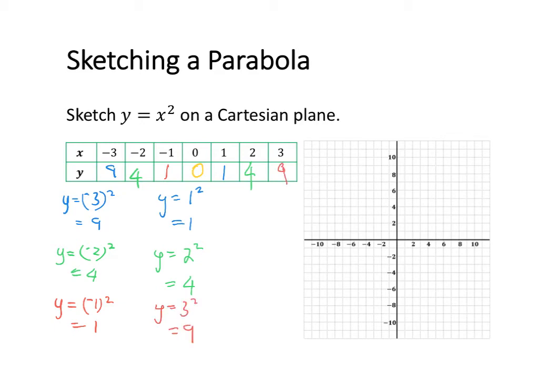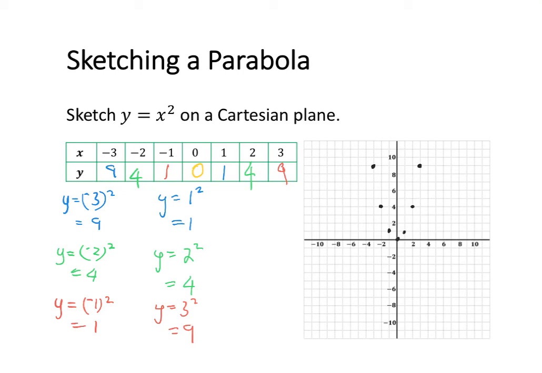So now that I've completed my table of values, the next step is to plot those points on my Cartesian plane and then join up my points with a curved line. So starting at -3 and +9, then -2 and 4, -1 and 1, 0, 0, 1 and 1, 2 and 4, 3 and 9.